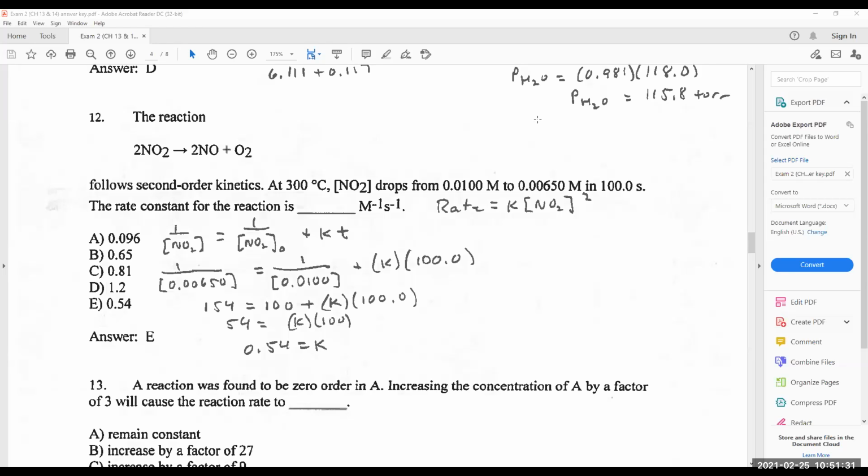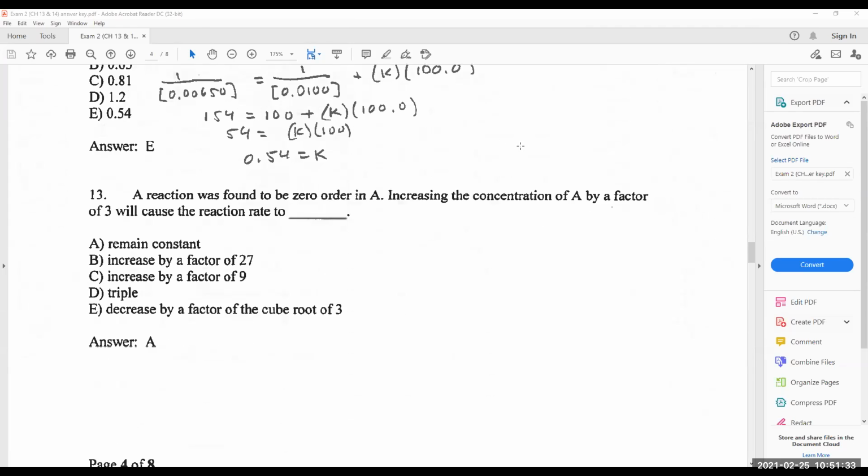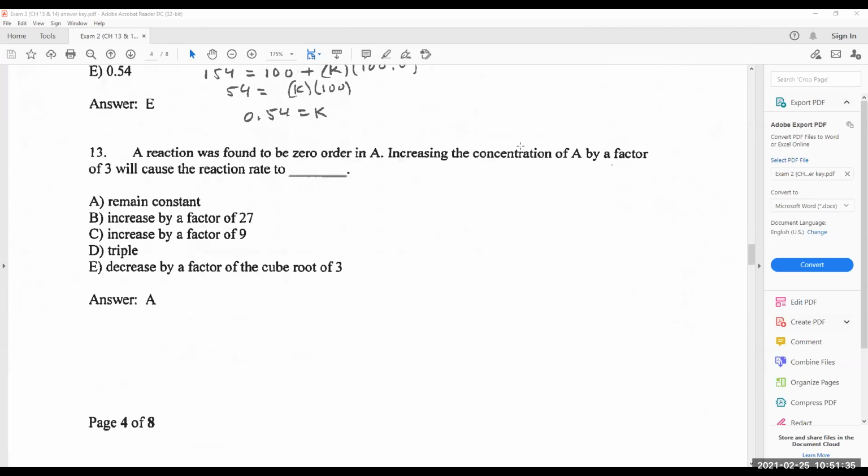Number 13. Reaction is found to be zero order in A. So if you increase the concentration of A by a factor of 3, what will happen to the reaction? Well, nothing. Because the key there was remembering that for a zero order reaction, it's not dependent on the concentration of any of the reactants.